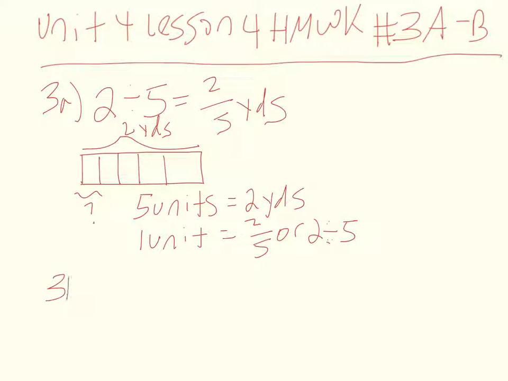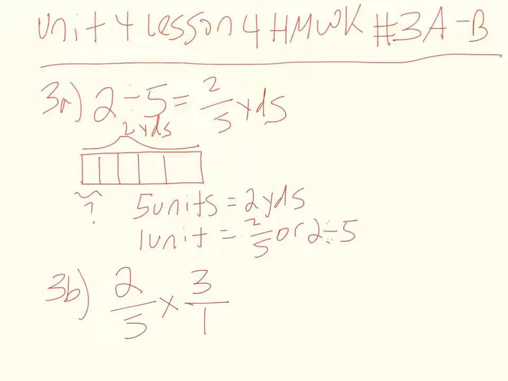Now, if we're looking at 3B, it says, what is the length of each ribbon in feet? Well, our answer is in yards, so we must convert it to feet. I'm going from yards to feet, so I'm going from a bigger unit to a smaller unit, so I need to multiply. So I'm going to take my answer from A, 2 fifths, and I'm going to multiply it by 3. The reason why I'm going to multiply it by 3 is there are 3 feet in a yard.